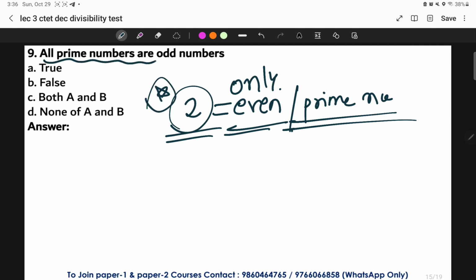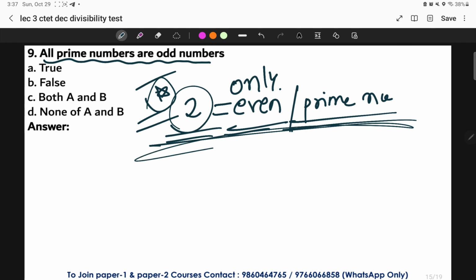So, all the prime numbers are odd numbers? No. Some statements you have to just keep in your mind factually, okay? These are the factual things. Just keep in mind that 2 is the only even prime number. Based upon this statement, we can clearly say that only 2 is the even prime number. So all the prime numbers cannot be odd numbers, because we know 2 is an even number. So this statement is going to be the false statement, okay?